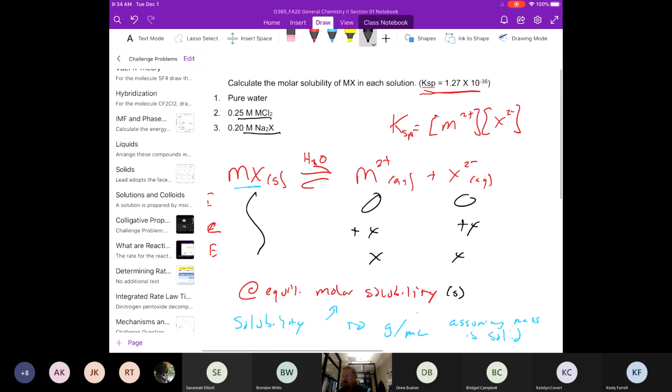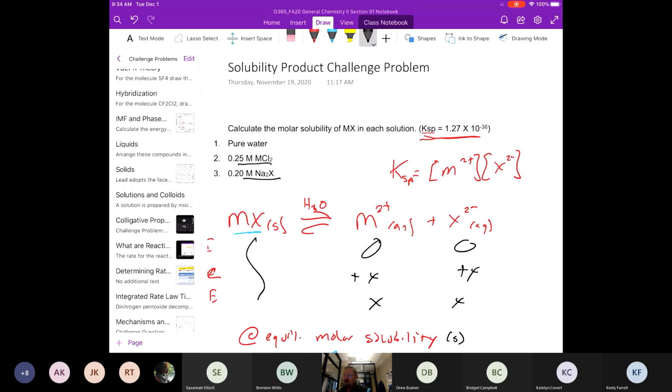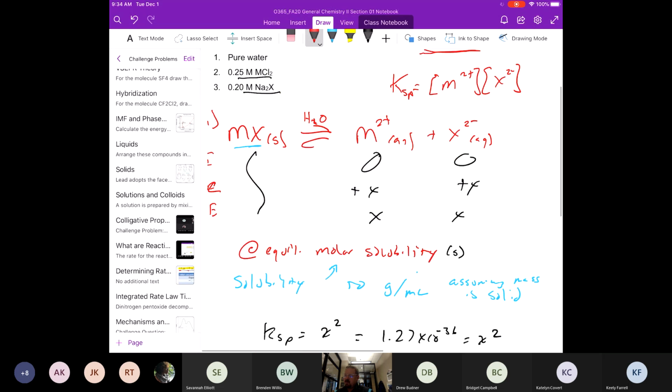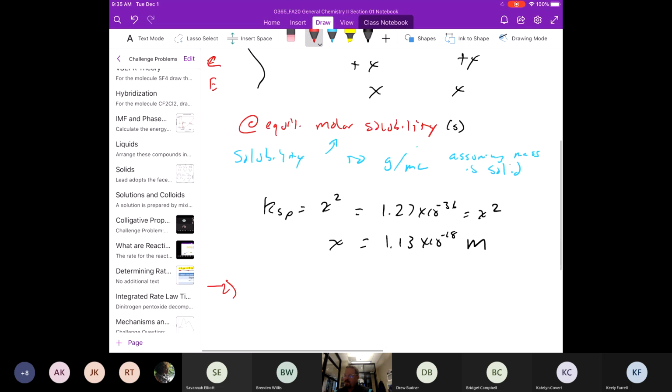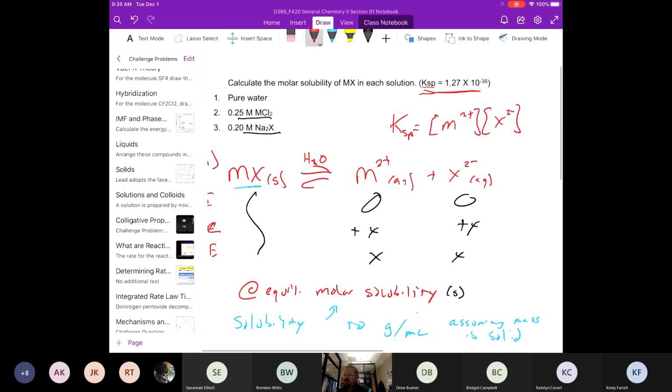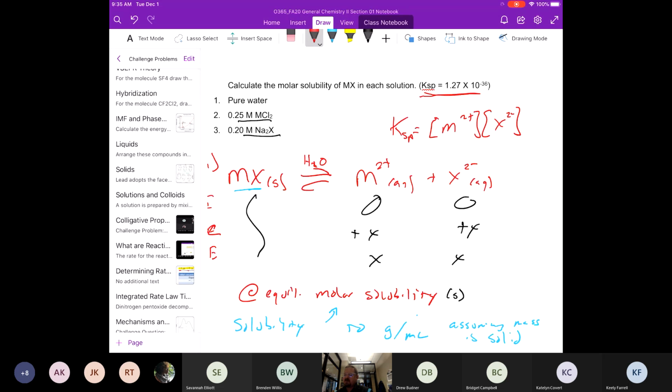So that was part A, if we have pure water. For number 2, now we have some initial concentration of MCl2.